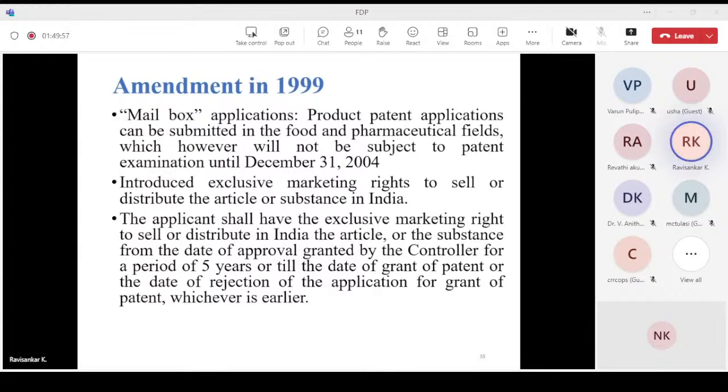Coming to the amendment in 99, we provided a mailbox application, which means if any company wants to file a product patent application, it can be submitted under the mailbox. However, it will not be examined until January 1, 2005. Then they introduced exclusive marketing rights to sell or distribute the article or substance in India. Exclusive marketing rights means, since the patent is in a mailbox application, those MNCs who have filed product patent applications can market the product for a period of 5 years, or till the grant of the patent, or the date of rejection of the application for grant of patent.